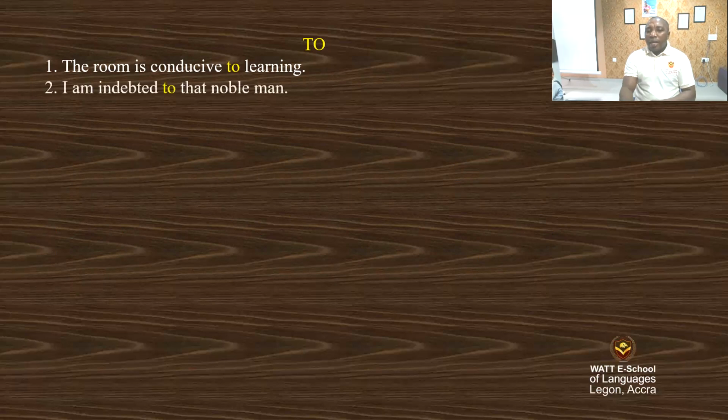Now let's go to to. This word goes with to. For example, the room is conducive to learning. We can't say conducive of learning, but rather conducive to learning. I am indebted to that noble man. The head teacher appealed to him to behave well.